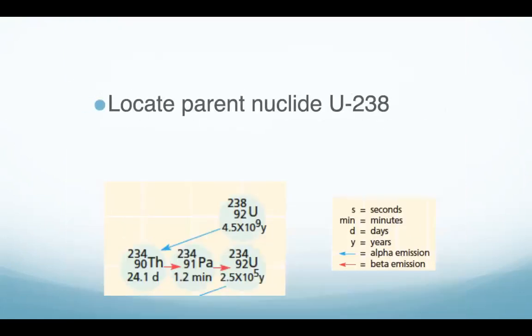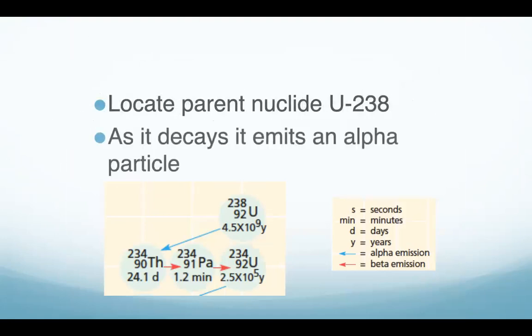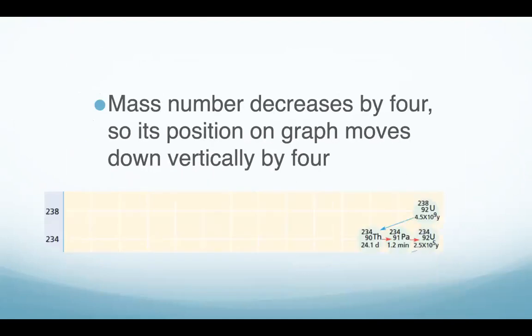So you start with the parent nuclide, which is U-238. And as it decays, it emits an alpha particle like I just showed you. And we know that because the mass number decreased by 4 and the atomic number decreased by 2.